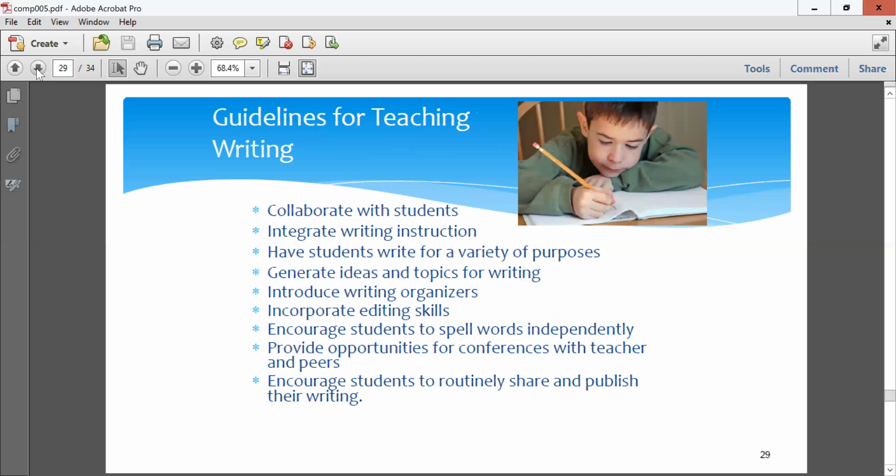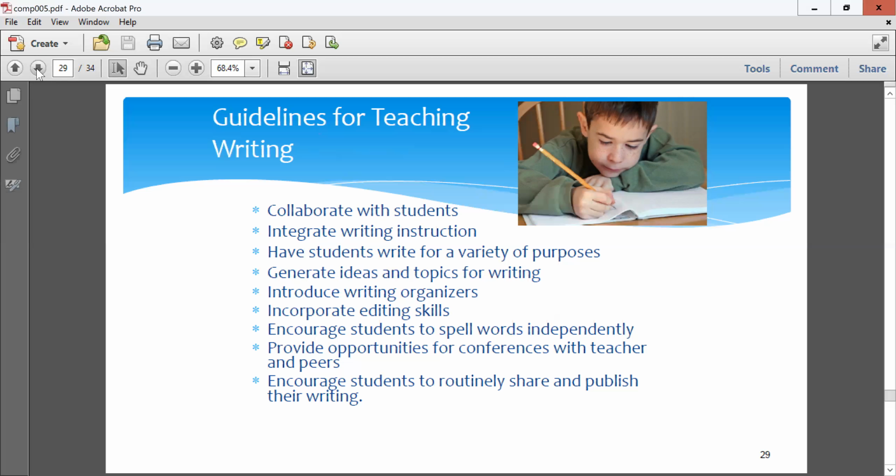So in teaching writing, writing is obviously reciprocal. Every activity that we do with reading, there can be a writing component with that. We need to collaborate with students. We need to integrate writing instruction into all content areas. And they need lots of practice. So writing for a variety of purposes, having them generate ideas and topics for writing, as well as responding to things, organizing their writing.